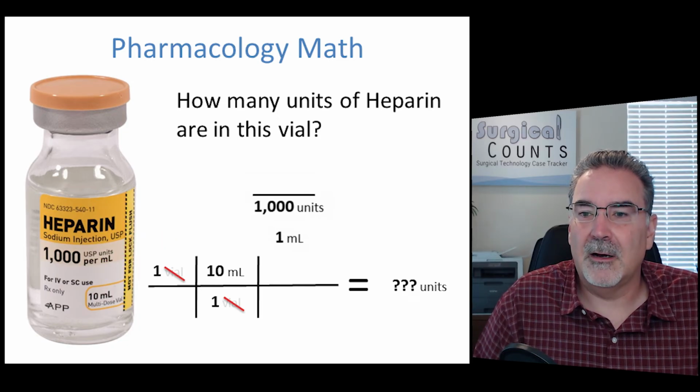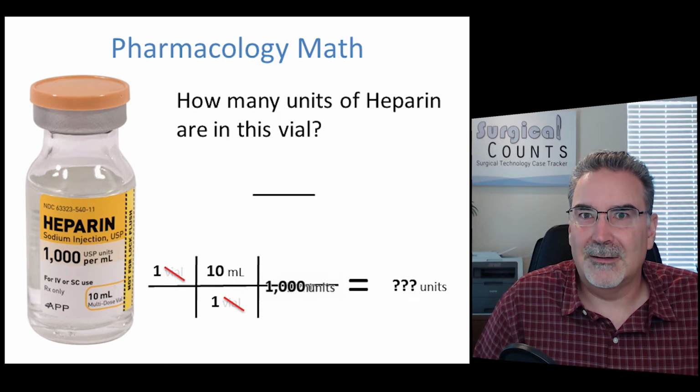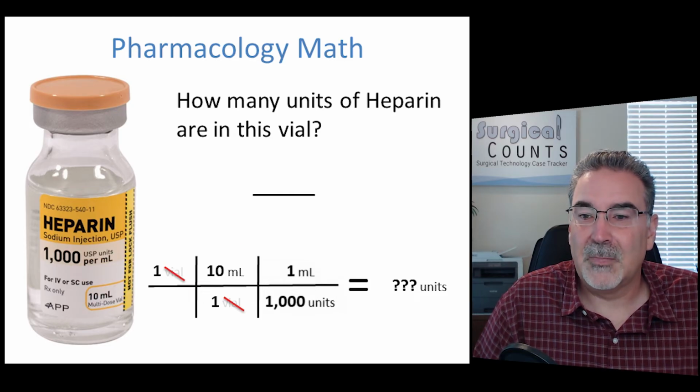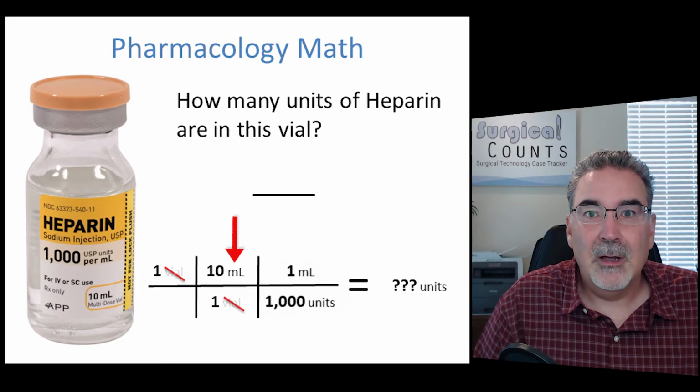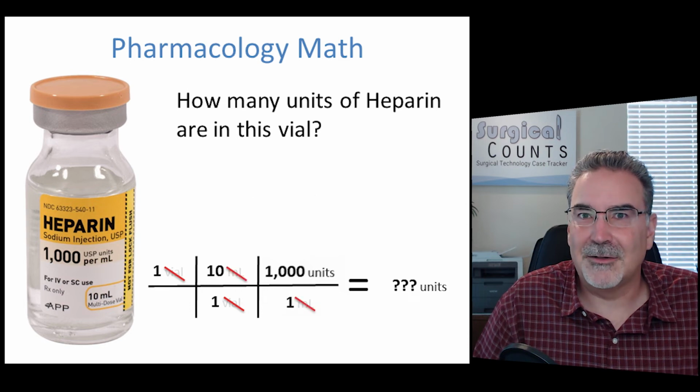So how are we going to write that? Are we going to write it as 1,000 units over 1 milliliter, or 1 milliliter over 1,000 units? Well, we have milliliters at the top. We want to cancel that out, so we want to put milliliters at the bottom. So we're going to write it as 1,000 units over 1 milliliter. And when we do, our milliliters cancel each other out, and we're left with units. And does units equal units? Yes, it does. So that's how we know we've come to the end.